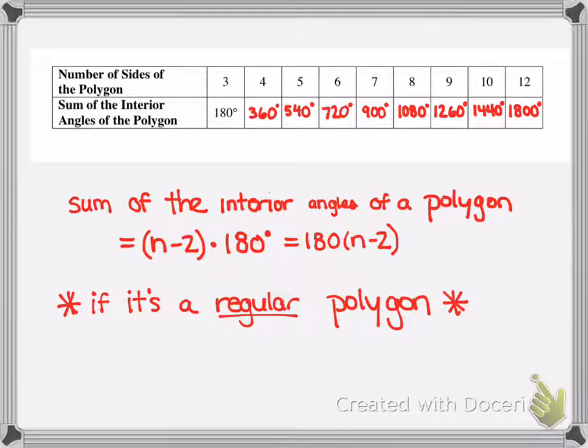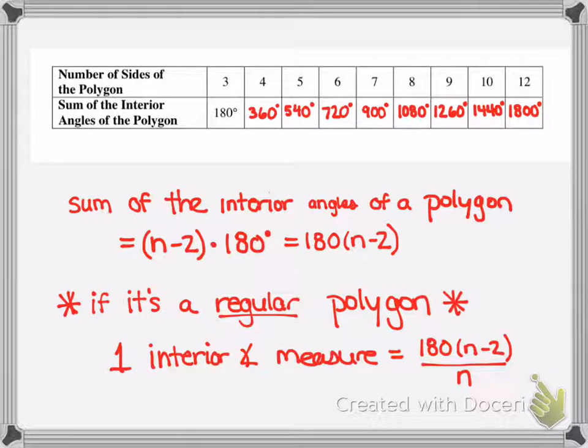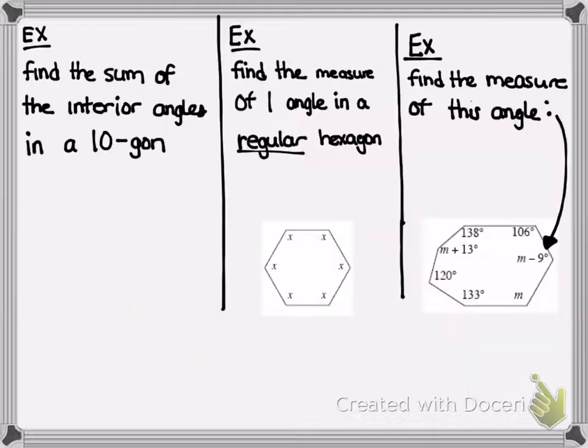Now, if we're dealing with a regular polygon, if it has n sides, it would also have n interior angles. So if we wanted to know the measure of just one interior angle, we could take this formula for the sum of all of the interior angles and divide by n to get the measure of one interior angle. Keep in mind, though, that only works for regular polygons because it assumes that those interior angles are all congruent or equal in measure, which will only happen if it's a regular polygon.